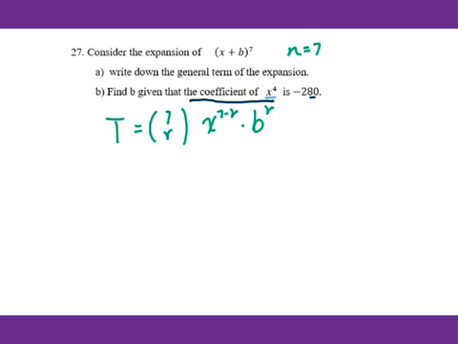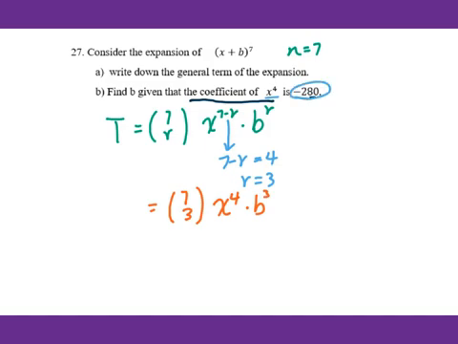For x to the 4th power, therefore, 7 minus r equals 4. r equals 3. Therefore, we go back and plug in. You will get 7 choose 3, x to the 4th power times b to the 3rd power. We know the coefficient is negative 280. The coefficient for x to the 4th power is 7 choose 3 times b to the 3rd power equals negative 280.